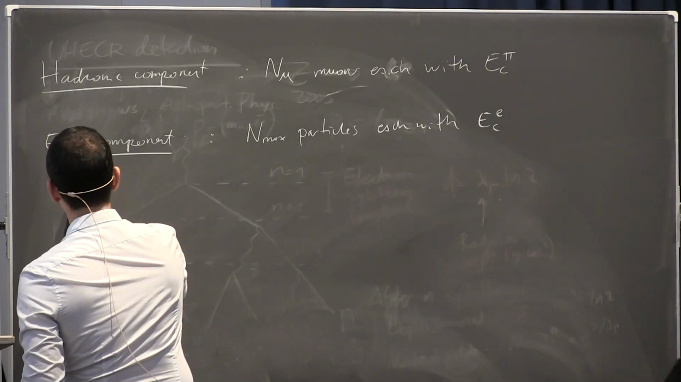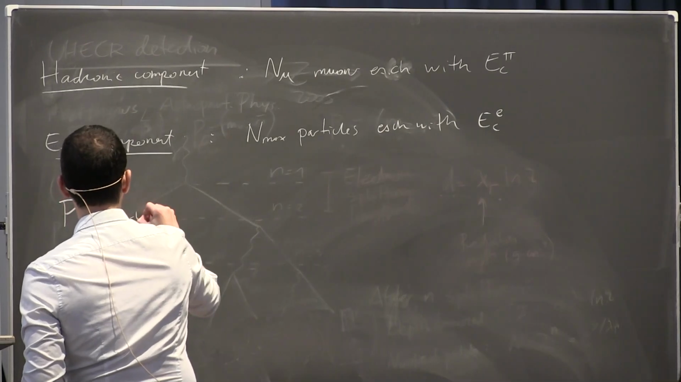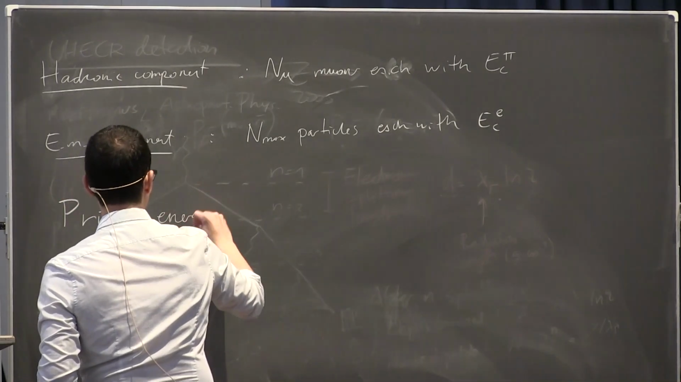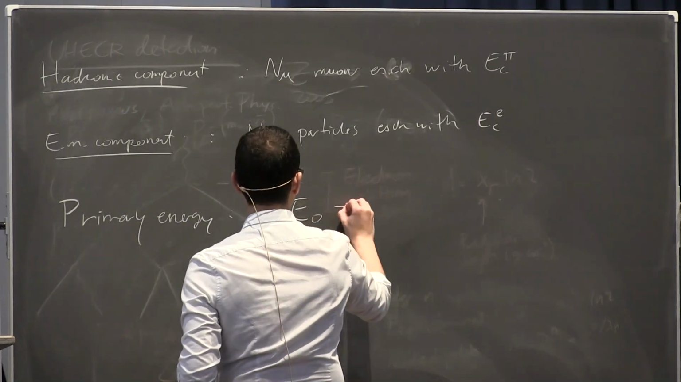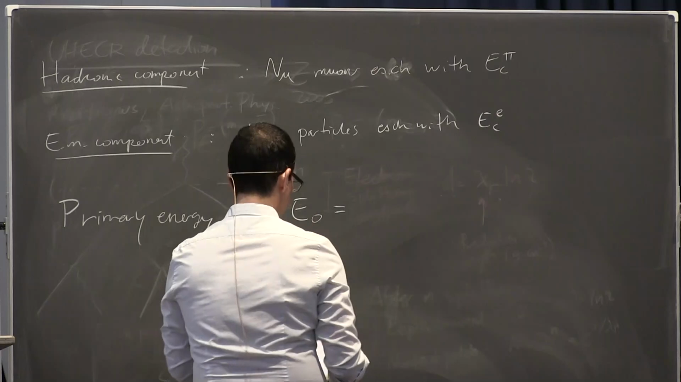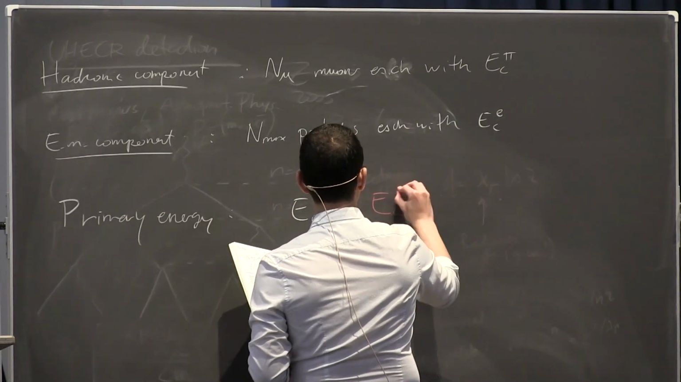So the primary energy is E0. Let me start with the electromagnetic one.